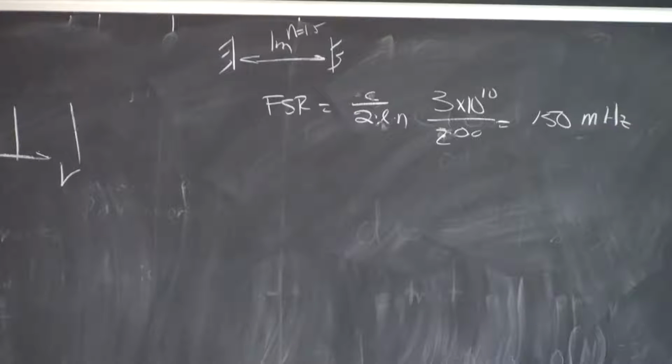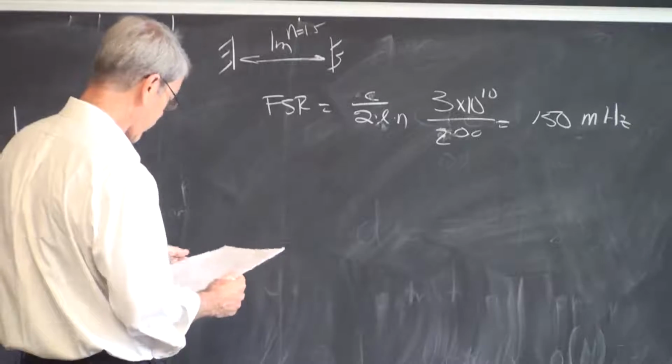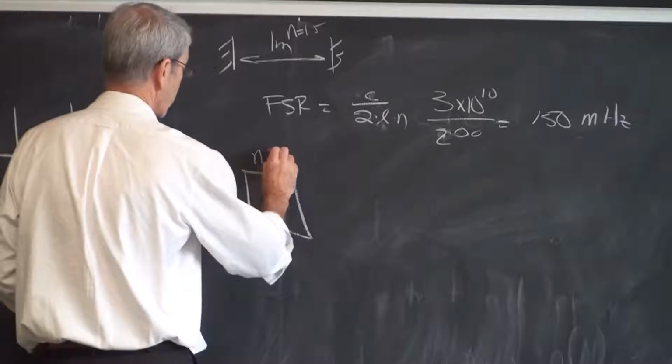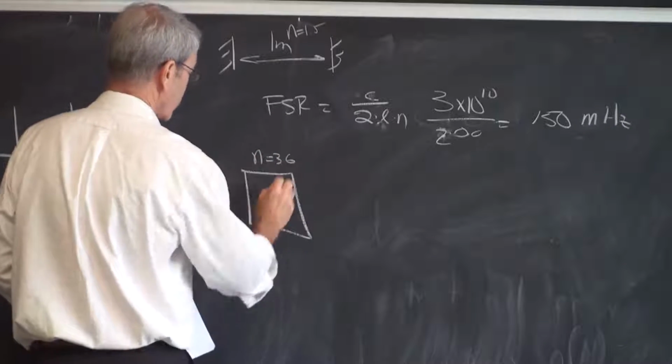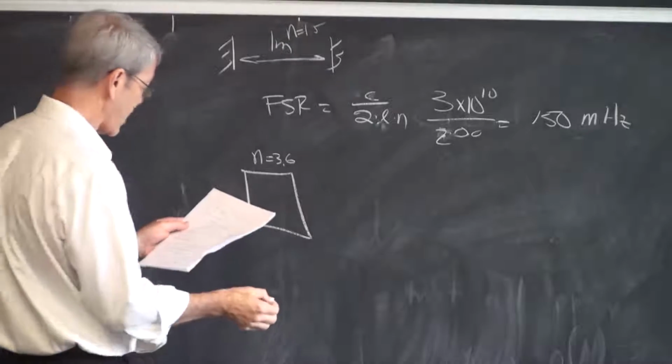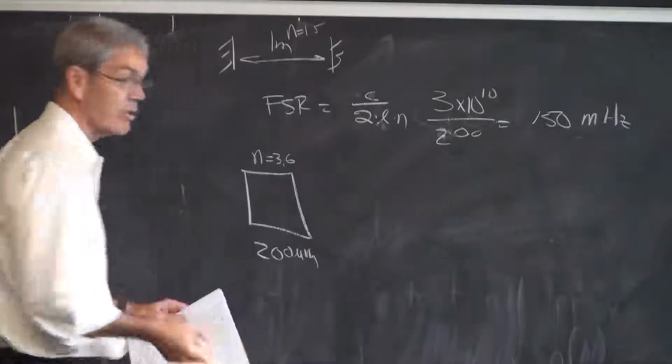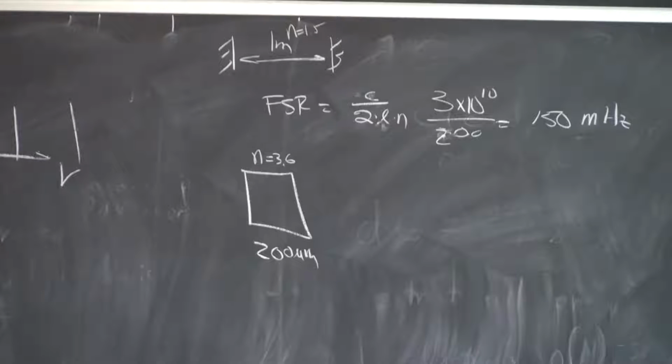Whatever you like. Let's try a diode laser. So let's take a diode laser. Let's take gallium arsenide. It's got an index of 3.6, and a typical laser might be 200 microns. 200 microns, yes, that's just a little bit bigger than a hair. So what's the FSR on that?